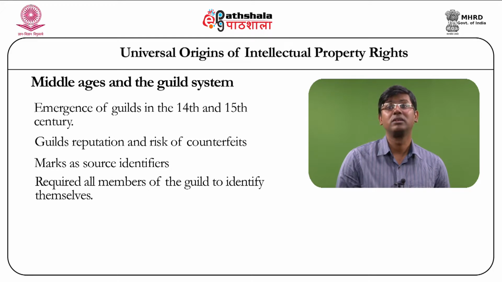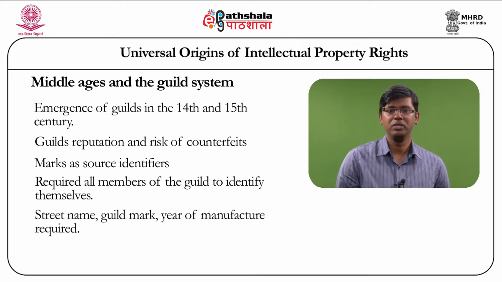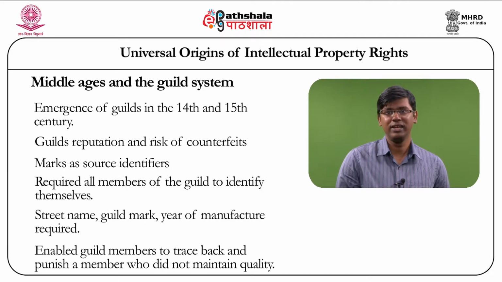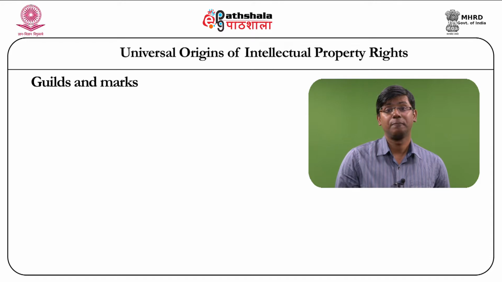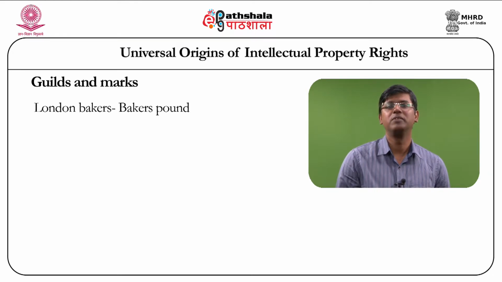So if they baked a bread, they would impose a mark that will indicate the guild, the street, and also who within the guild made it. This enabled the guild members to trace back a particular product if it is defective and punish the person for not maintaining the quality. Now, the guilds and marks were largely practiced widely among the London bakers. It was very popular among the London bakers. They would generally use these marks on whatever they baked.